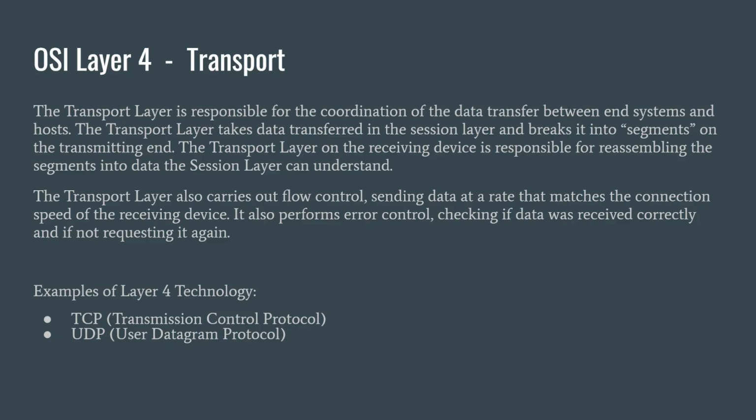Examples of Layer 4 technology include the 2 most common protocols, TCP and UDP. TCP stands for Transmission Control Protocol, and it is also a connection-oriented protocol, which means that it tries to maintain a connection between the 2 hosts. UDP stands for User Datagram Protocol, and it is a connectionless protocol. And what that means is it's more of a fire and forget rather than confirming that the receiving end actually got that data.